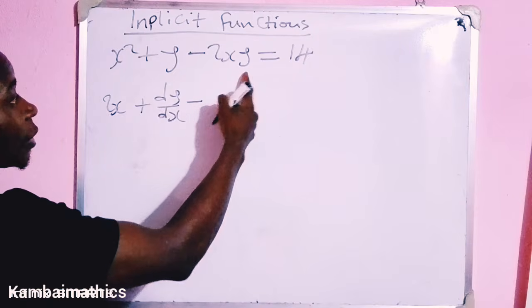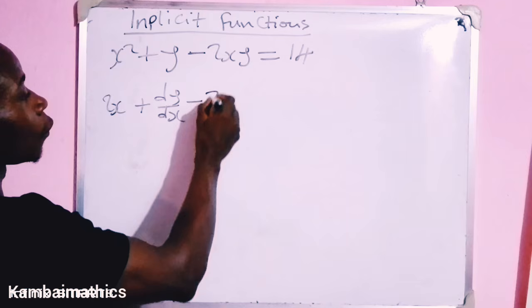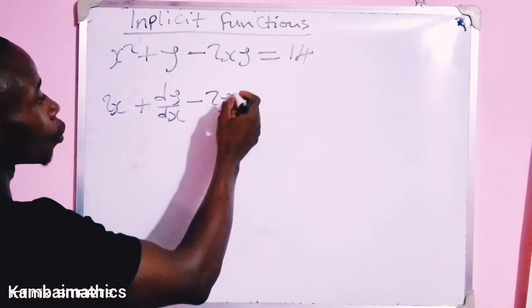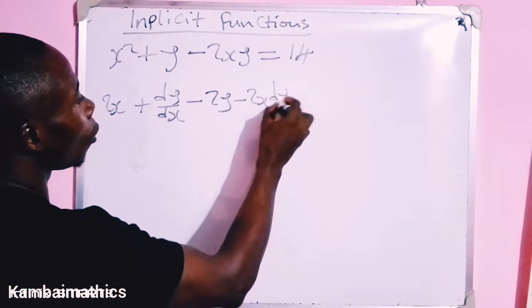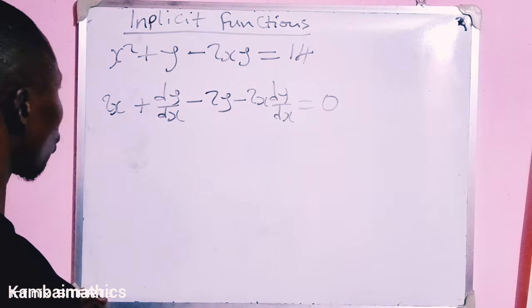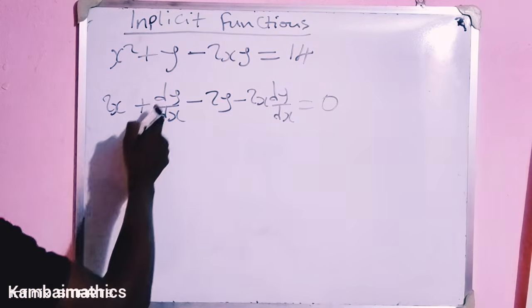Since this is a product rule, you differentiate x, it is 1. 1 times 2y gives us 2y. You are now leaving x and differentiate this one, so this will give us minus 2x dy all over dx. Differentiate this constant, it will give us 0. So we can now collect like terms here.